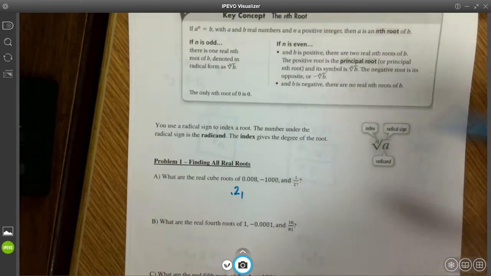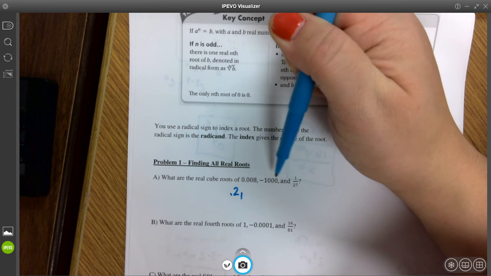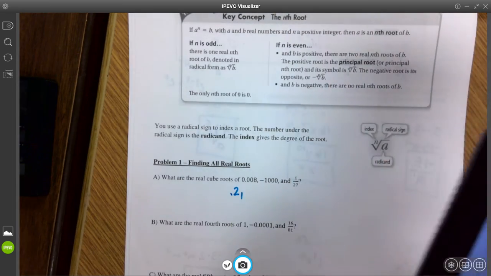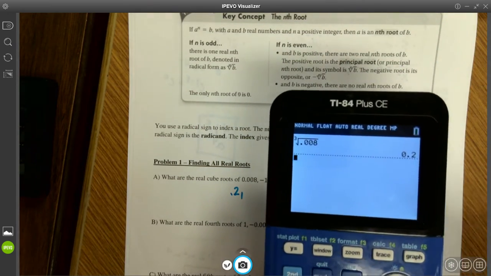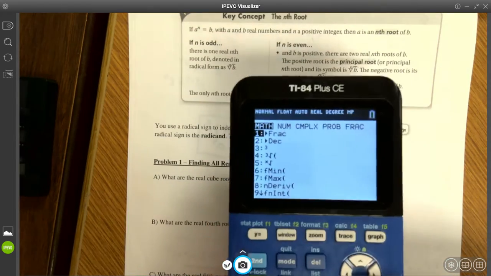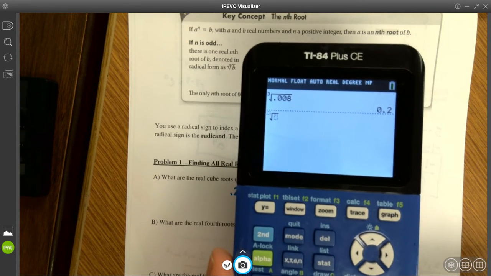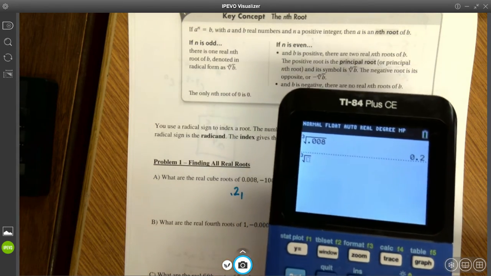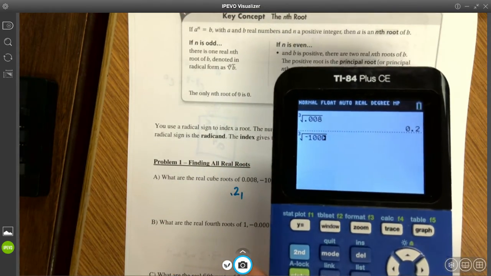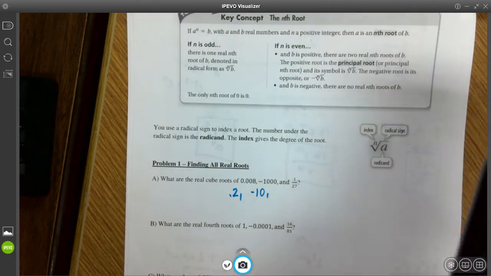Now, because this is negative and the cube is odd, we can still have an answer here. There's still going to be a real answer. The other way you could do this, also if the root was higher, is to go to math and type in 3, the cubic root, and then negative 1,000. So that real cubic root is negative 10.